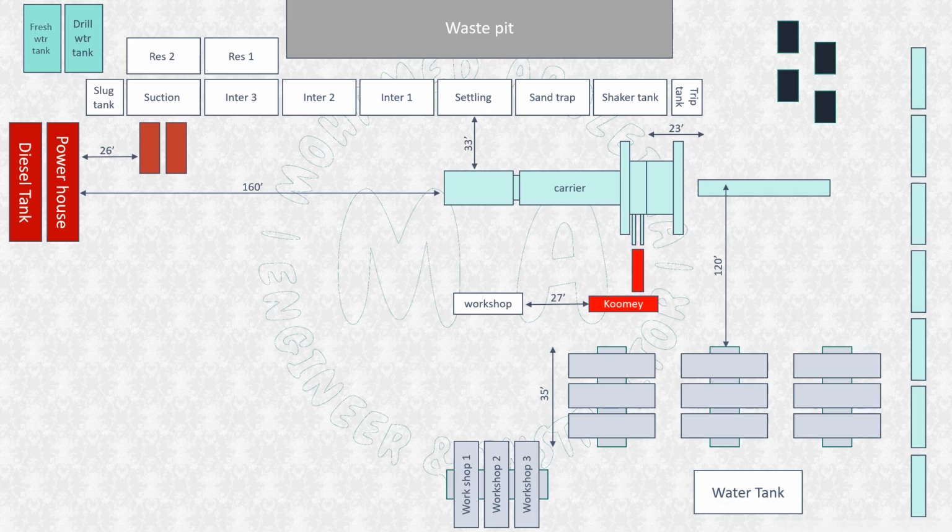Before starting rig move operations to the new location, all of the previous specs shall be verified by both of the company man and contractor representative with the civil engineer. Different rigs have different layouts, but this is a very simple layout that we are going to use in the next lecture in order to learn how to spot the equipment on the real location.